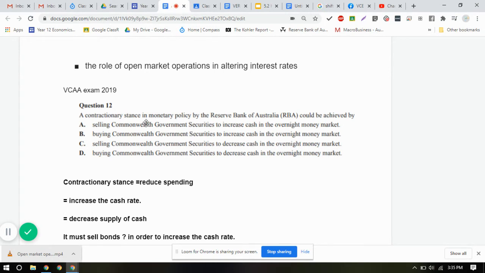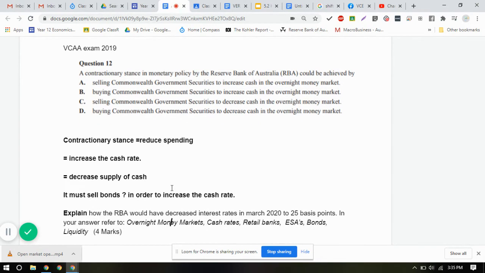Now remember, I think about 50% of kids got this question wrong on 2019's exam. So that's your chance to really get a point of difference. But it is a tricky question.